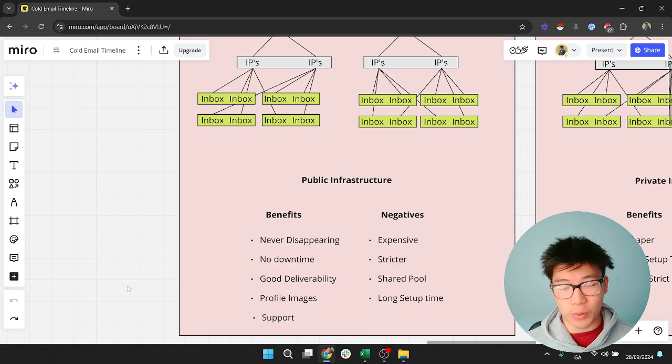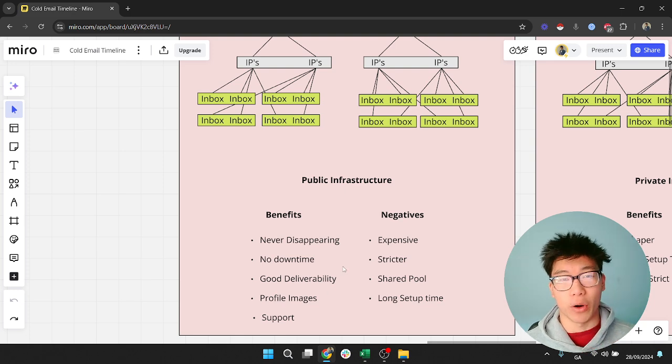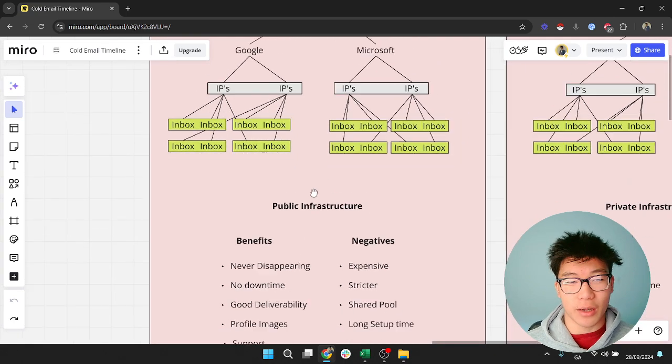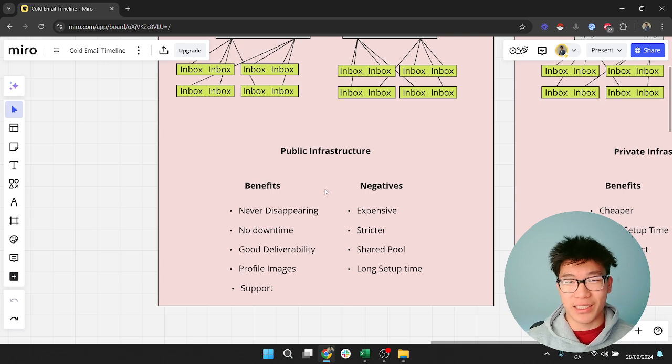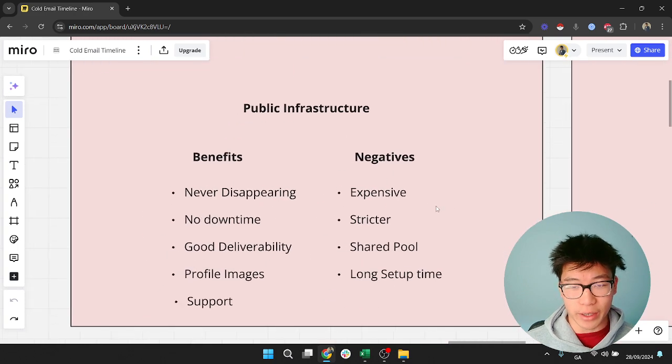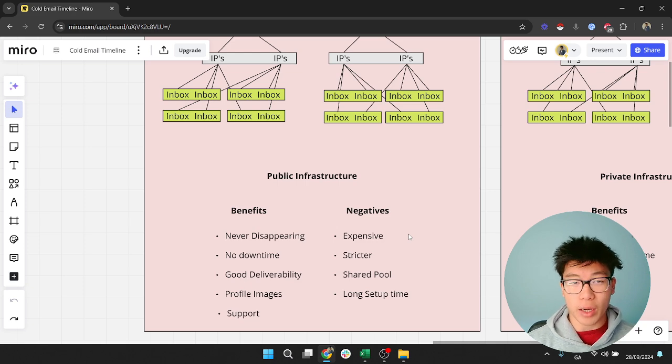Profile images, obviously, this is one thing, but if you can send an email to someone else and you have your image on the email, it just looks more legitimate in general. And you also have support. Google and Microsoft obviously have billions and trillions and God knows the amount of money in this, and obviously they can afford the support. The negatives are it's expensive. If you've ever done cold email or bought a Google Workspace, it's about $7, $7.20 I think for an inbox.